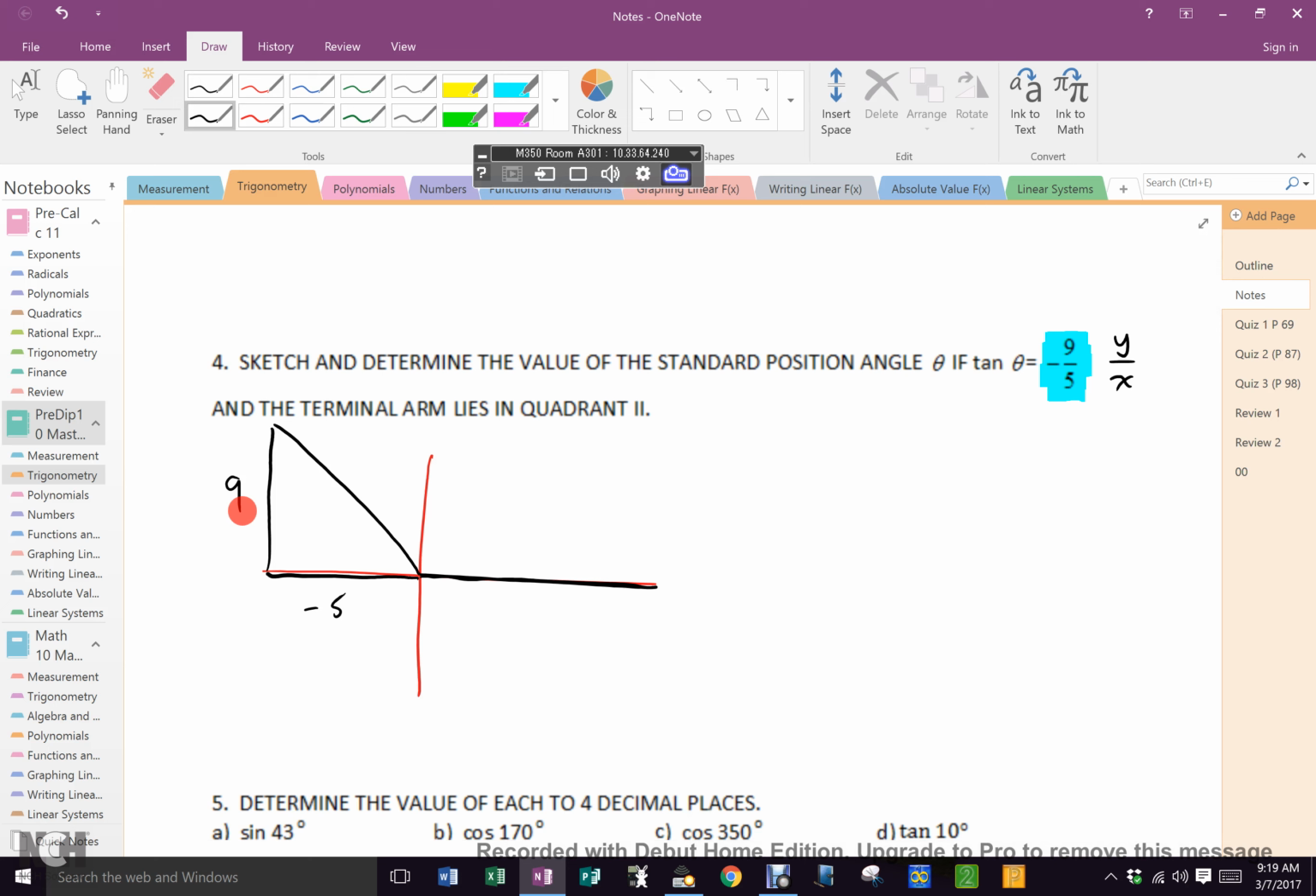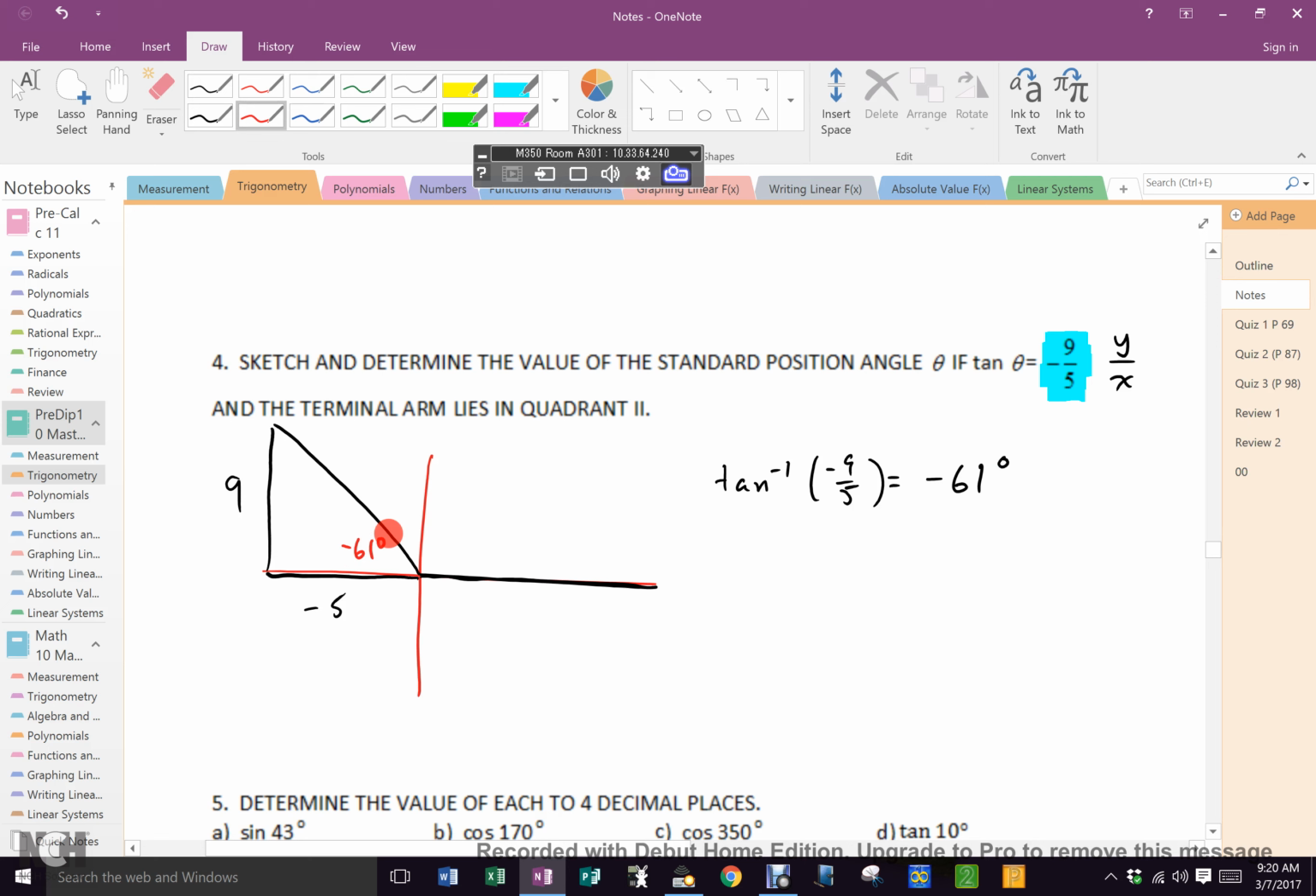Okay. Does that give me my theta yet? What finds me a theta? Tan or shift tan? Shift tan. So I need to shift tan -9/5. What will that give me on my calculator? -61, yes? So where is that -61? It has to be right here, yes?